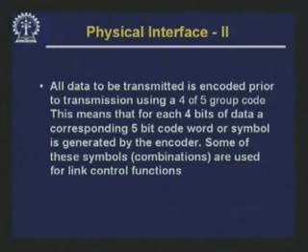All data to be transmitted is encoded prior to transmission, as I mentioned earlier, using a 4 of 5 group code, which means that there are really 32 possibilities. So, for 4 bits of data we have actually 5 bits going over there. The additional capacity is used in some other way for control purposes, which we will see later. This means that for each 4 bits of data a corresponding 5 bit code word or symbol is generated by the encoder. Some of these symbols or combinations are used for link control functions.